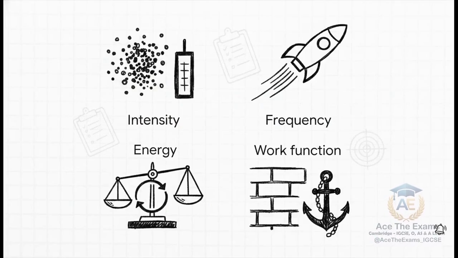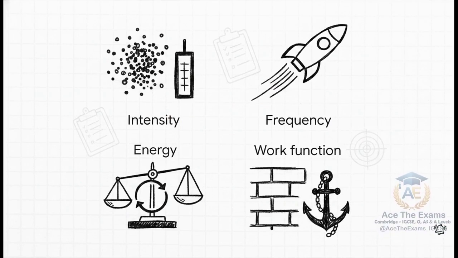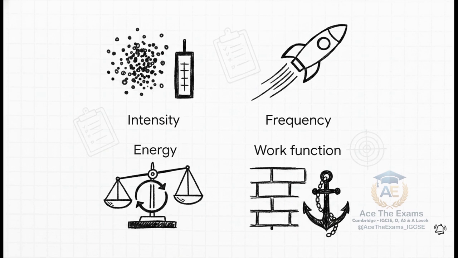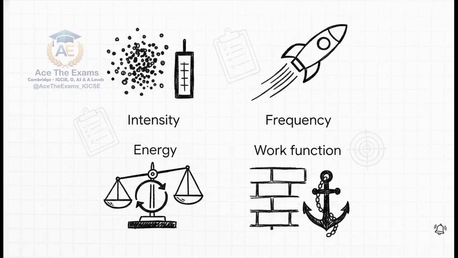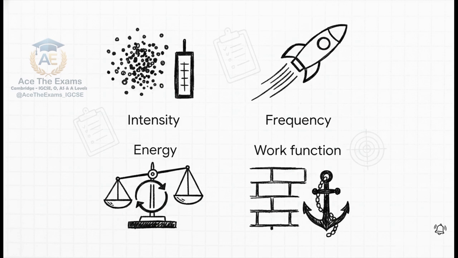I highly recommend using a memory hack to permanently lock in the key variables, ensuring your terminology is always precise, crystal clear, and ready to deploy at a moment's notice. Think of the acronym IFED: intensity, frequency, energy, work function. Intensity affects the number of electrons emitted. Frequency affects the maximum kinetic energy of those electrons. Energy is always conserved. Work function is a strict constant for the specific metal. Recalling IFED during a high-stress, high-pressure exam scenario ensures you will never, ever confuse your variables again.